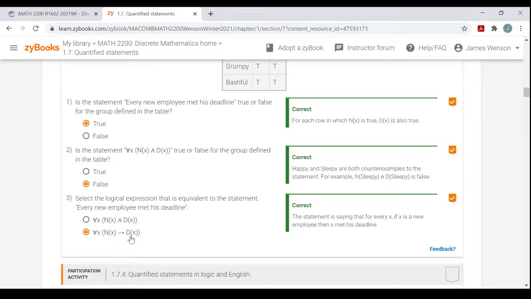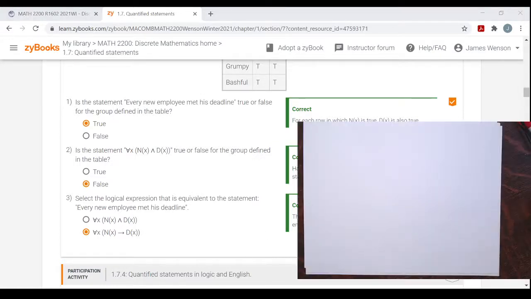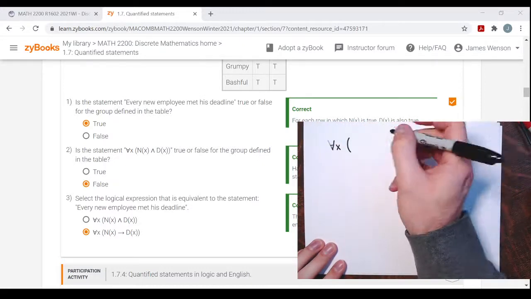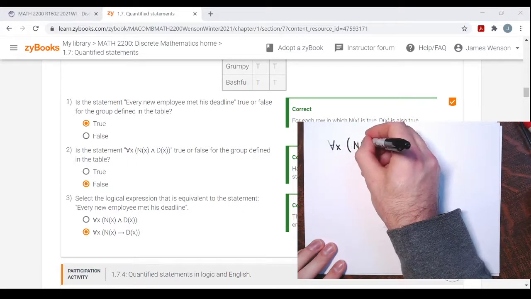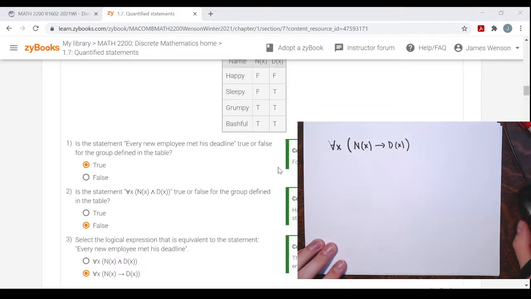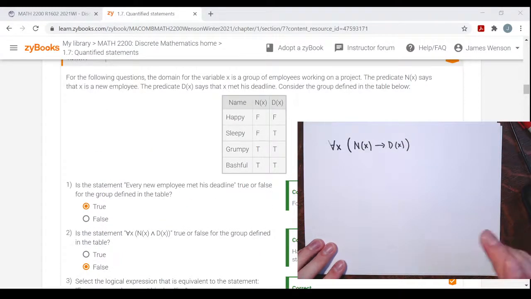And again, you can go through and check. We said every new employee met his deadline is a true statement. I can go through and check by plugging in all the different values from the domain, plugging in all the different employees, which again I'll do over here. So we have the statement, for every employee, the following statement is true. In parentheses, you have N of x implies D of x. And I'll bring this table back up so we can see all the truth values. And then I just go one employee at a time and check.